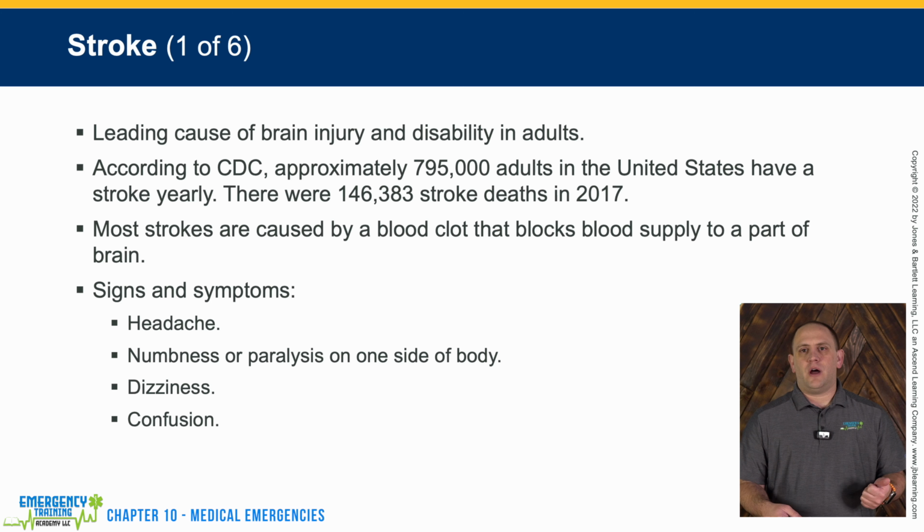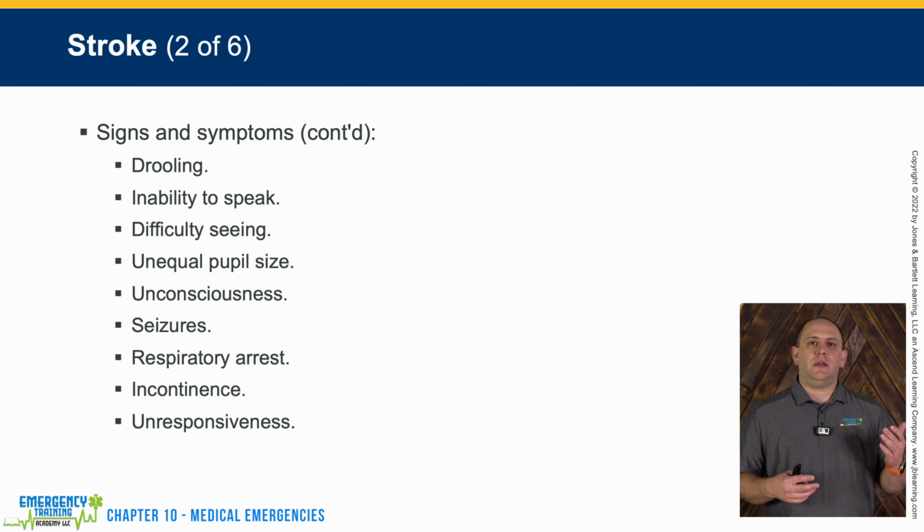These patients are going to have a headache. They may have numbness or paralysis on one side of the body. And often they are confused and dizzy. They may also be nauseous. You may see as they have that weakness on one side of the body, you may start to see drooling on that side of the body as they're unable to keep secretions in. They may have the inability to speak, difficulty seeing you or tracking your movements. They can sometimes have unequal pupil size. As we're looking, one may be smaller than the other side.